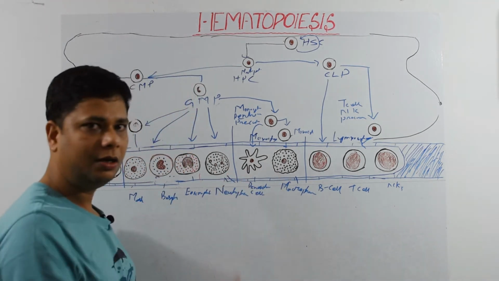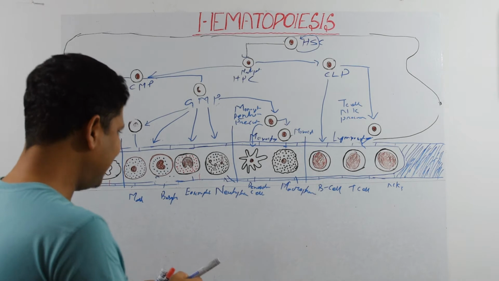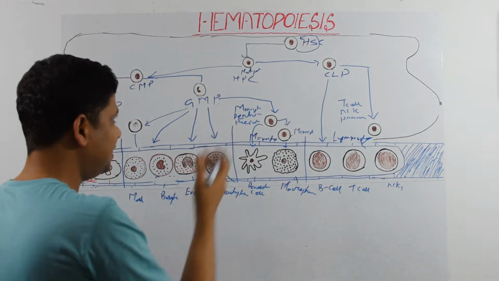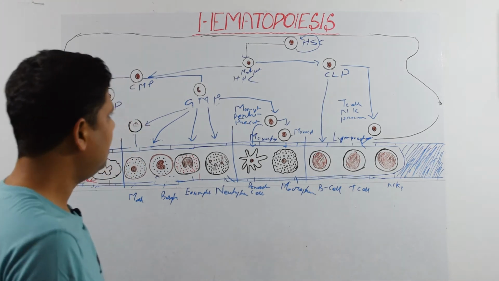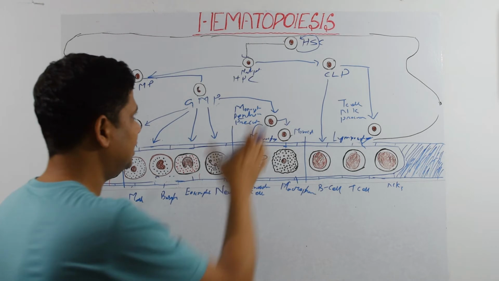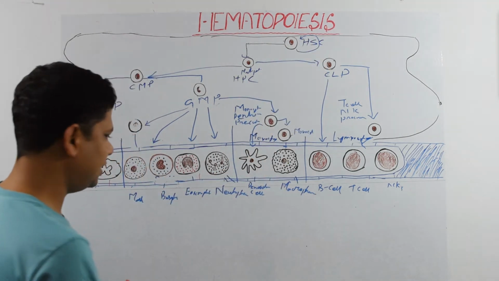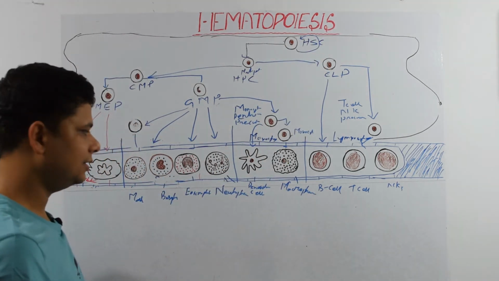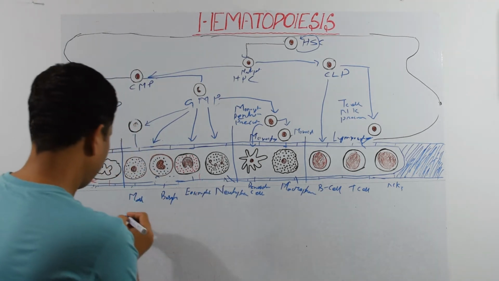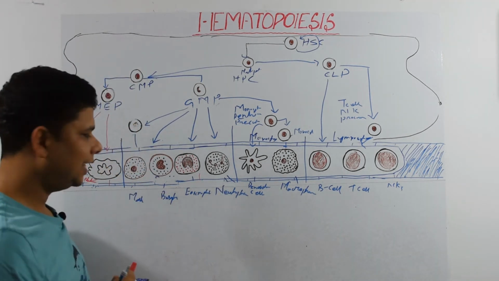Because this is a natural process, we can do this process in vitro, that means in the lab. For that, we need to isolate hematopoietic stem cells. In the human case, hematopoietic stem cells are isolated from cord blood. After the delivery of the baby, the cord blood is collected.